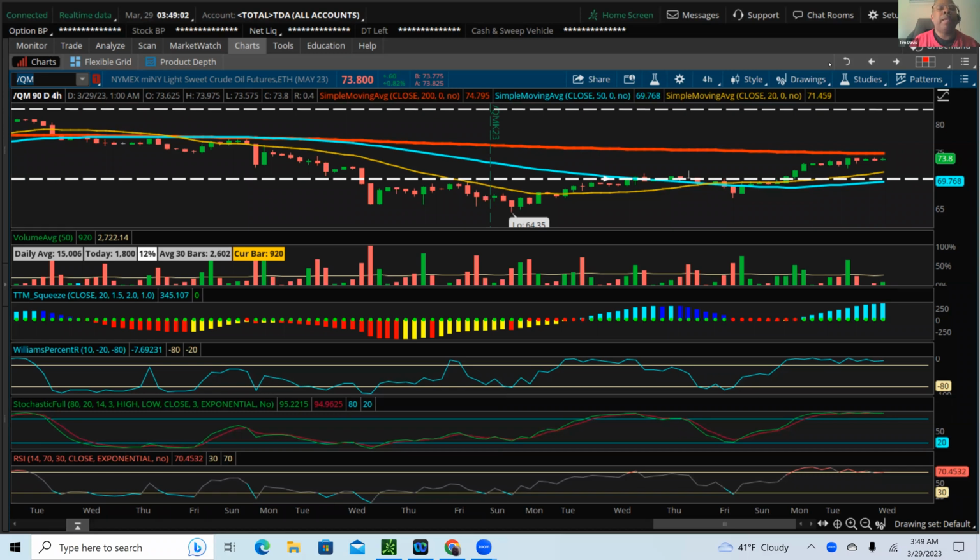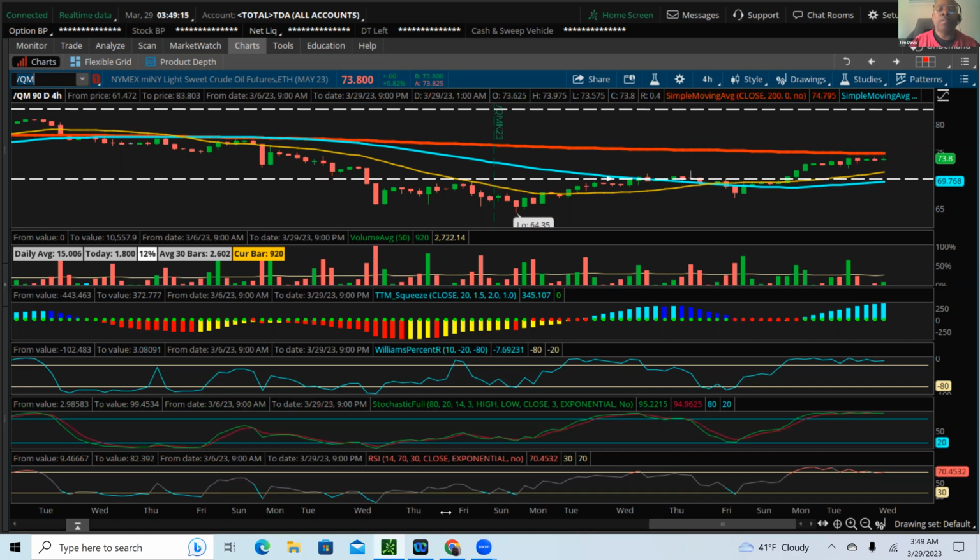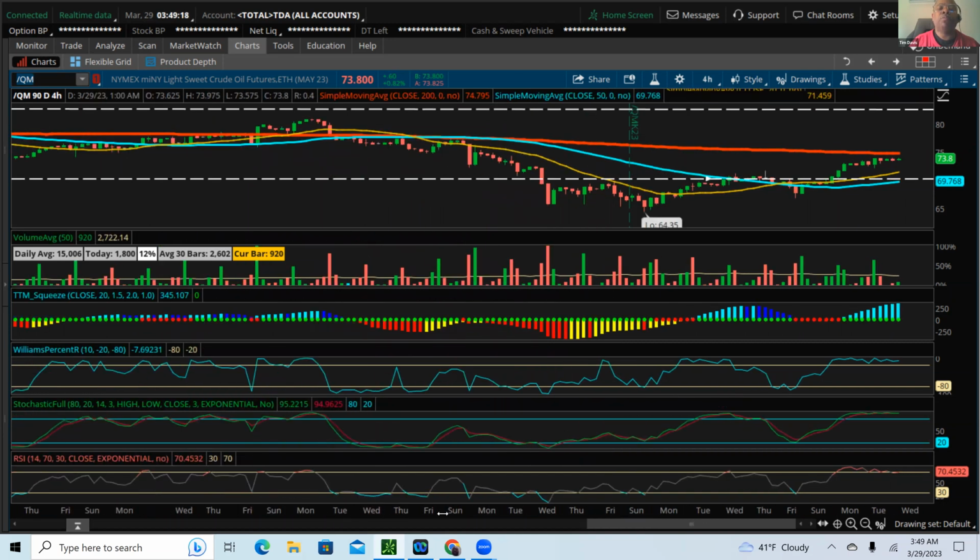And this one is going to be analyzing crude. I want to analyze crude oil from a couple different time frames. We're going to take a look at the 4-hour time frame, the daily and the weekly, just to show you guys what crude is showing us. So here's a 4-hour chart of crude.